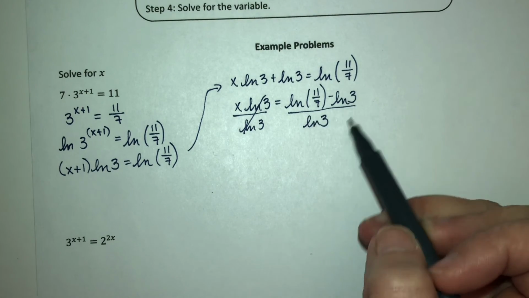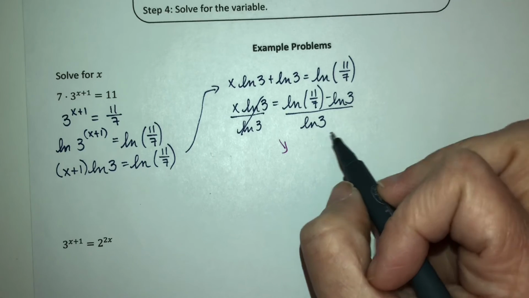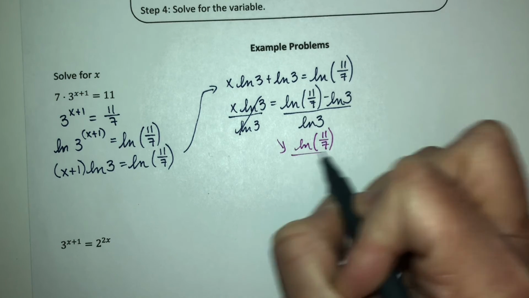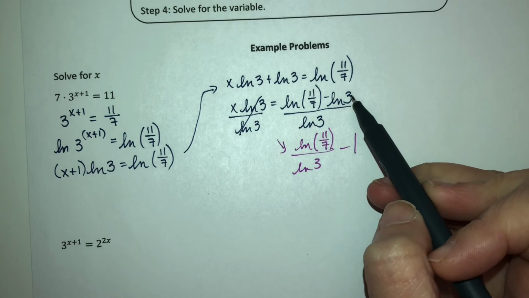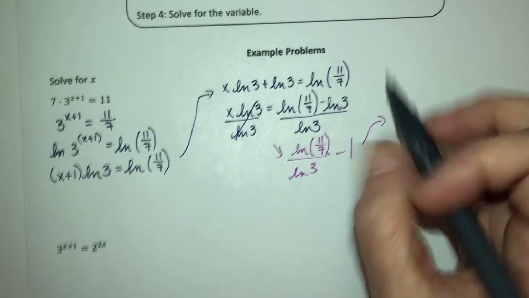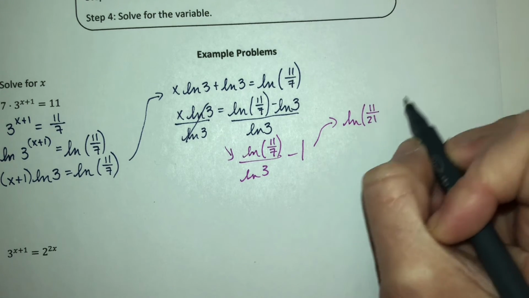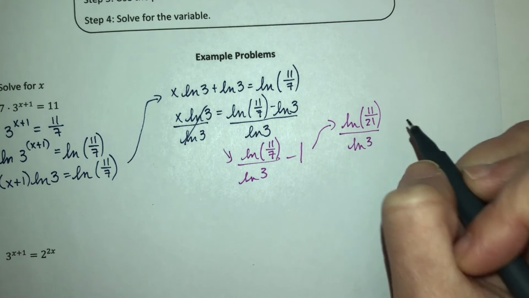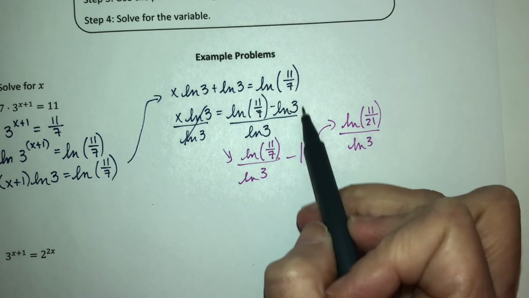Now, we have logarithmic properties that would allow us to simplify this sum. Numerically, this is the same as natural log of 11 over 7 divided by natural log of 3 minus 1, because if I split this up into two fractions, I would have natural log of 3 over natural log of 3, which is 1. I could also have simplified this to natural log of 11 over 21 divided by natural log of 3. That works too, because I could combine these and divide 11 over 7 by 3, and I'd get 11 over 21.